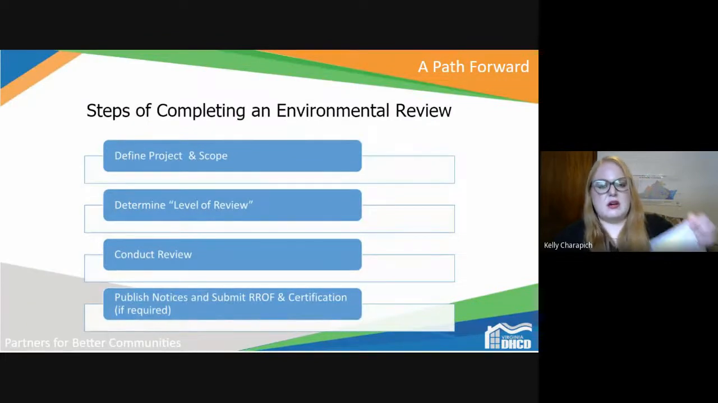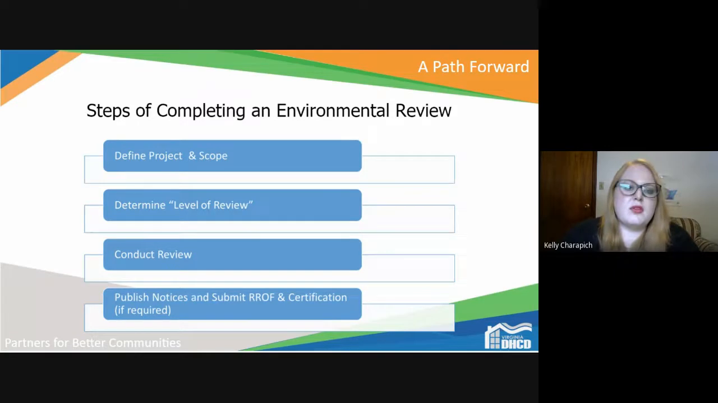This is a basic flow chart for the steps of completing an environmental review. You start off defining the project and the scope. You determine your level of review. You conduct your review, and then you publish your notices and submit your request for release of funds and certifications, also known as the HUD Form 7015.15, if required.